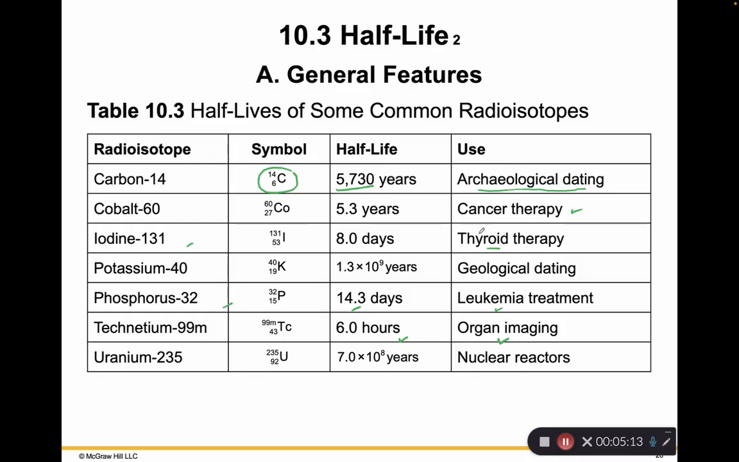Generally, for medicinal purposes, all these radiation therapies, we would like to have half-lives of days and hours for them to work. Geological or archaeological dating will use something that has a very long half-life. So uranium, which has a half-life of about 10 to the power 8 years, we use in nuclear reactors. We use uranium to get nuclear energy so that we can have electricity.